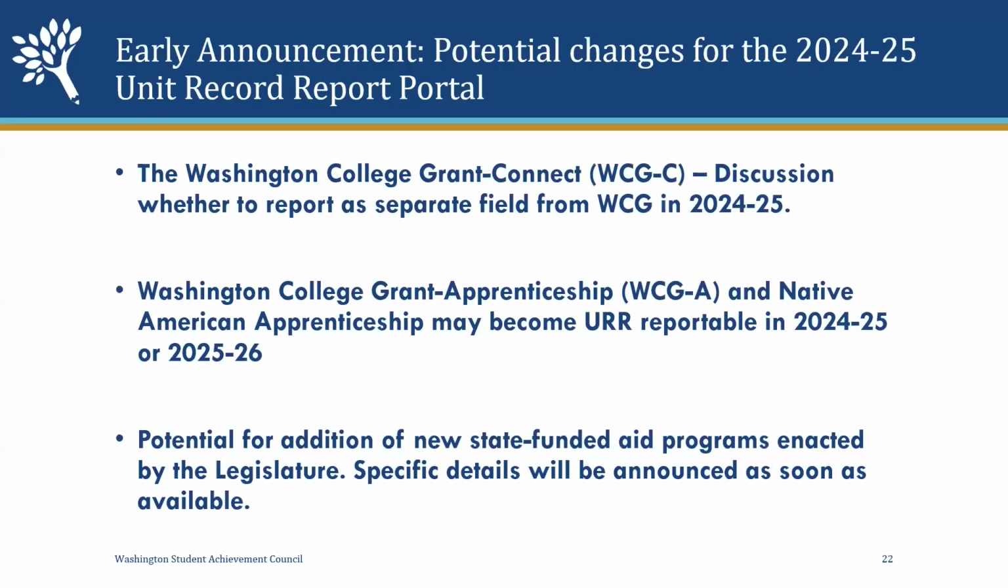We do know about a few of the changes we'll be making in 24-25. It's one of the things we do because we need to get this information to you as soon as we can so that you can prepare. But we do have the Washington College Grant Connect program, and it will need to be reported in 24-25, sorry. Keep in mind that that program does not require the FAFSA or the WASFA.